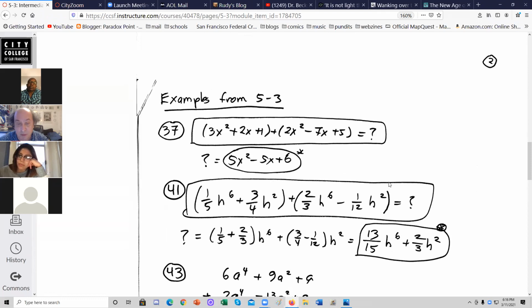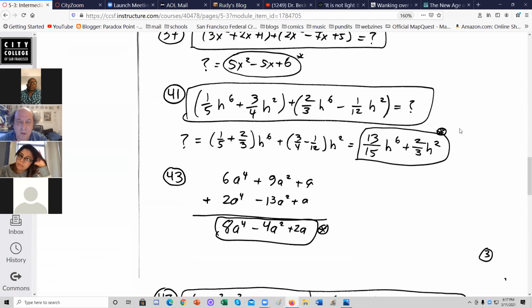So here are some examples. 3x squared plus 2x plus 1, plus 2x squared minus 7x plus 5. What is it? Well, x squared terms: 3x squared plus 2x squared makes 5x squared. The 2x plus a -7x makes a -5x. A 1 plus a 5 makes a 6. So 5x squared minus 5x plus 6.